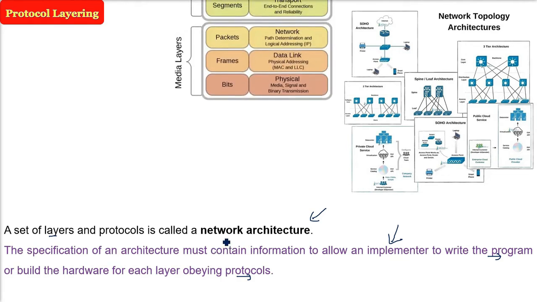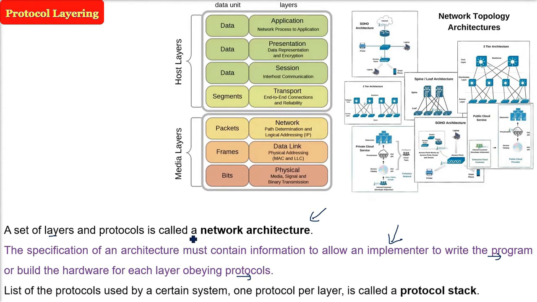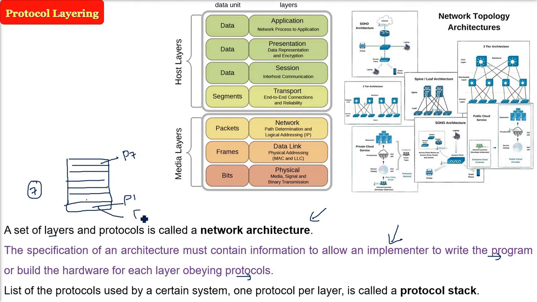The list of protocols used by a certain system, one protocol per layer, is called a protocol stack. What I am trying to say here is, for example, we are using the ISO OSI reference scheme. Now we have 7 layers here, and every layer has one protocol. For example, the top layer says we will use HTTP. Likewise, for every layer the protocol is defined. So this list of protocols, one protocol per layer, is the protocol stack.